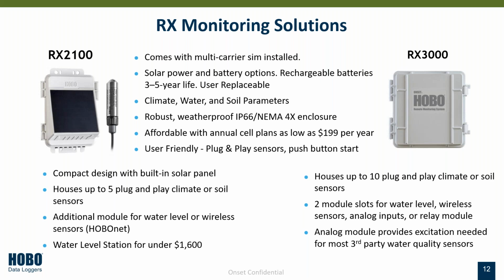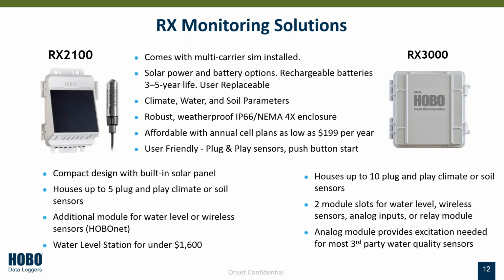Then we get into our RX 3000. One of the main differences is this one is a lot bigger. It's a robust housing unit itself. You can have up to 10 plug-and-play sensors go into there. There are 2 modules for water level sensors and a lot of analog inputs, and we would use this data logger especially if we needed some type of excitation for third-party sensors. So if we needed to give the sensor some power, which we need to on some of them, especially like some of the sonic sensors, we have to give them a little bit of power in order to be able to read those. So that's the model we would use to do that.